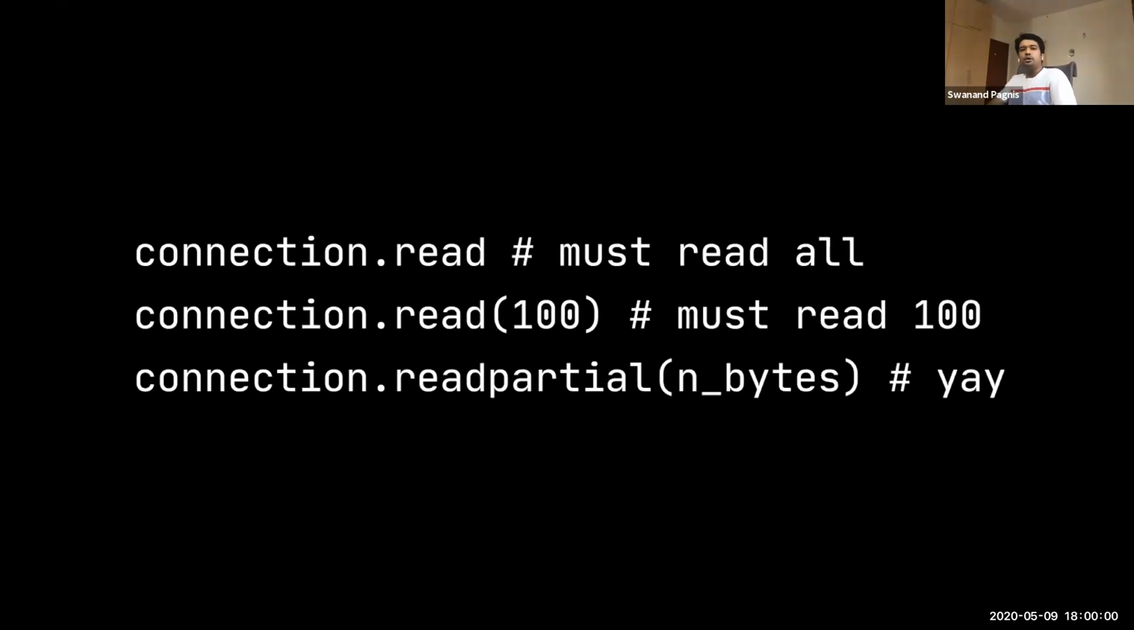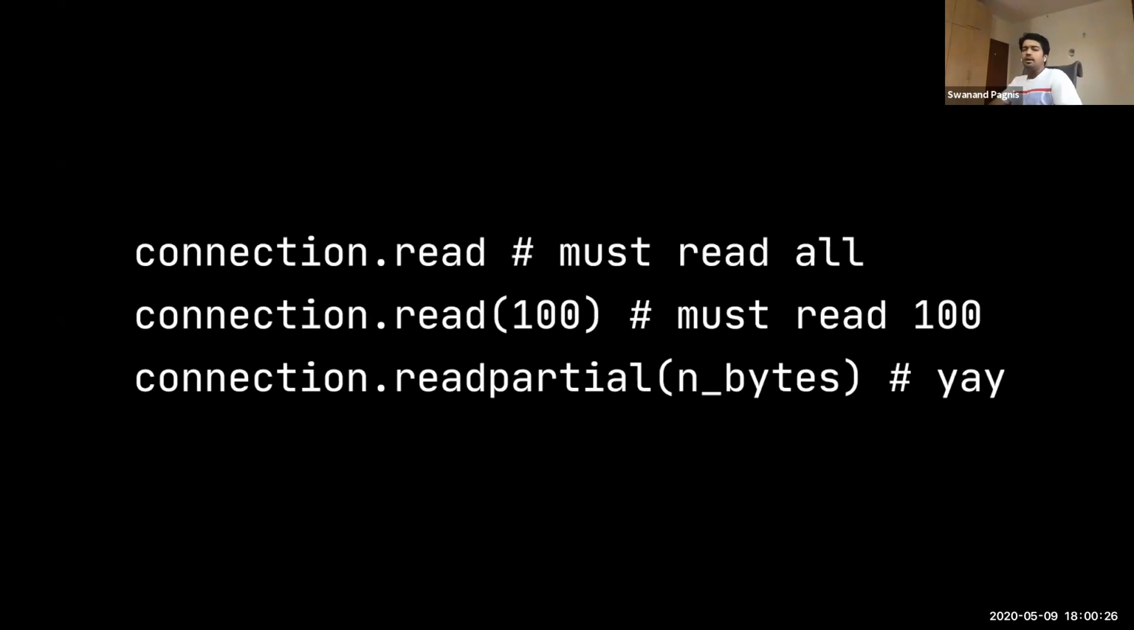So for example, connection.read is basically you must read all data. If you send a number of bytes, read takes an argument number of bytes, then what it'll do is it'll wait until the client has sent 100 bytes. Again, which means that if you say connection.read 100 bytes and the client only sends 50 bytes, you will just keep waiting until an EOF event occurs.